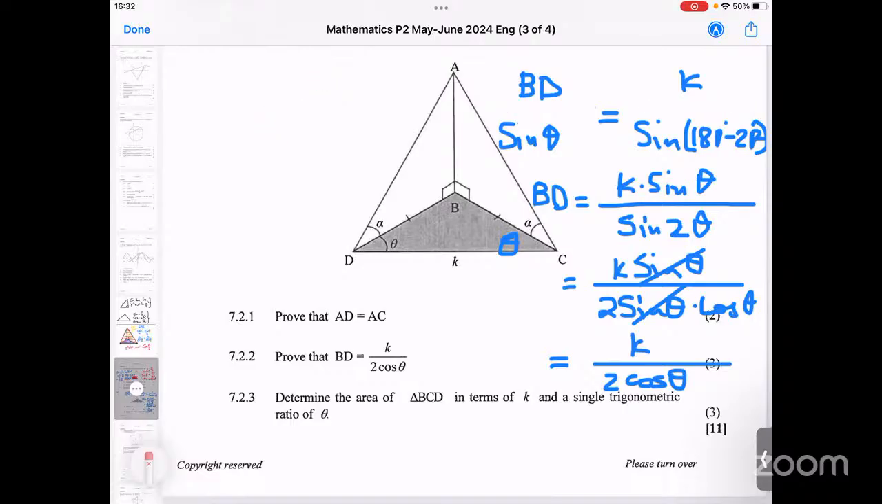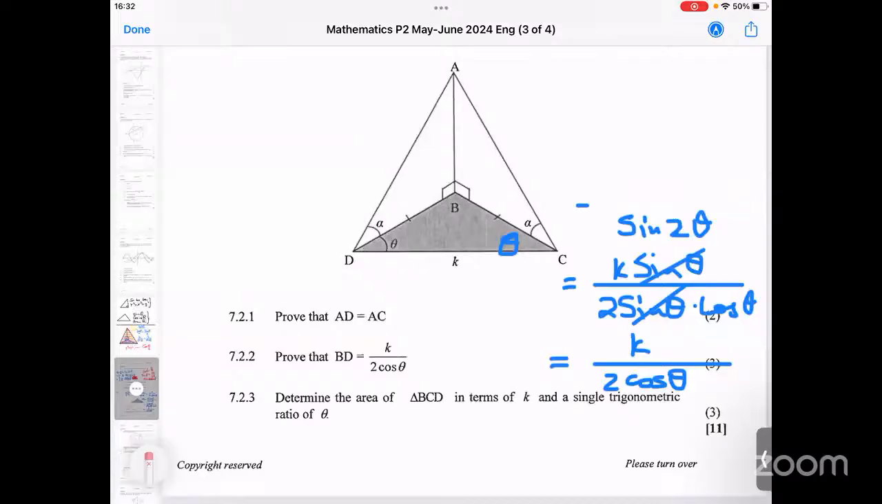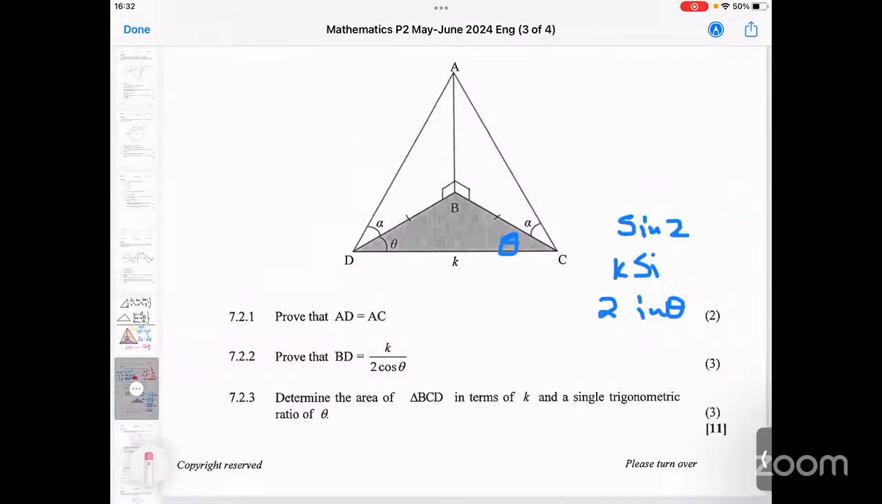Something that you noticed is that the 180 minus should also remind you of a reduction formula. Remember now. Yes, sir. For some reason, if there's 270, if there's 360, whatever, just remember the reduction formula. Okay, so now they say determine the area of triangle BCD in terms of K and a single trigonometric ratio of theta.